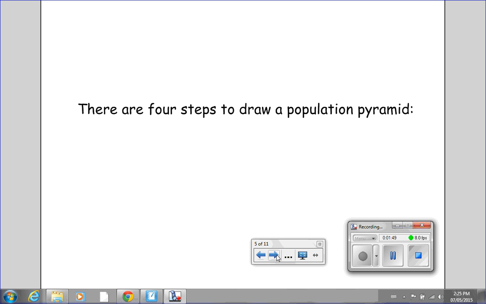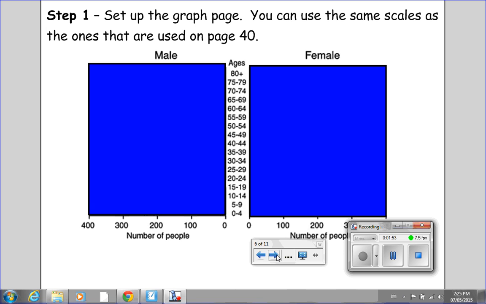There are 4 steps to draw a population pyramid. Step 1. Set up the graph page. You can use the same scales as the ones that are used in your textbook.